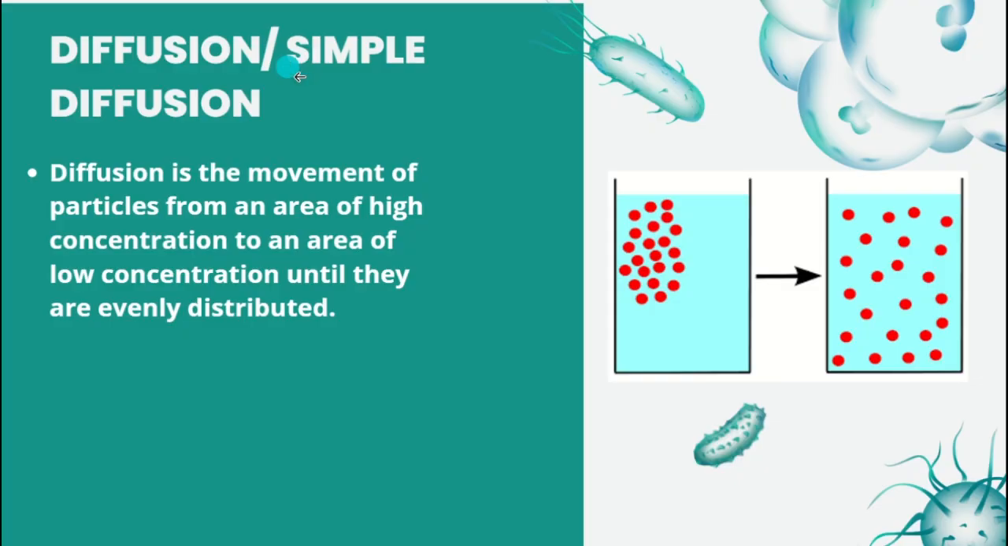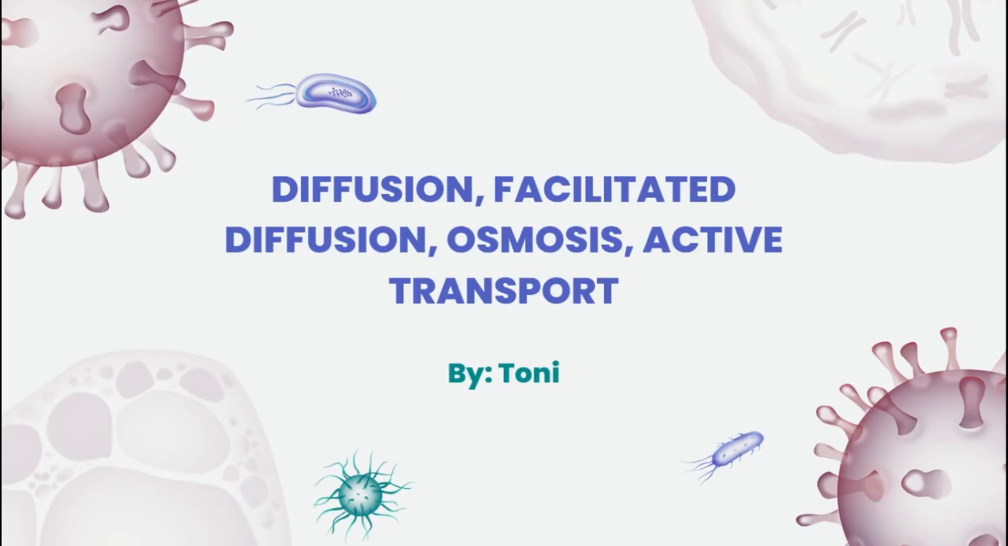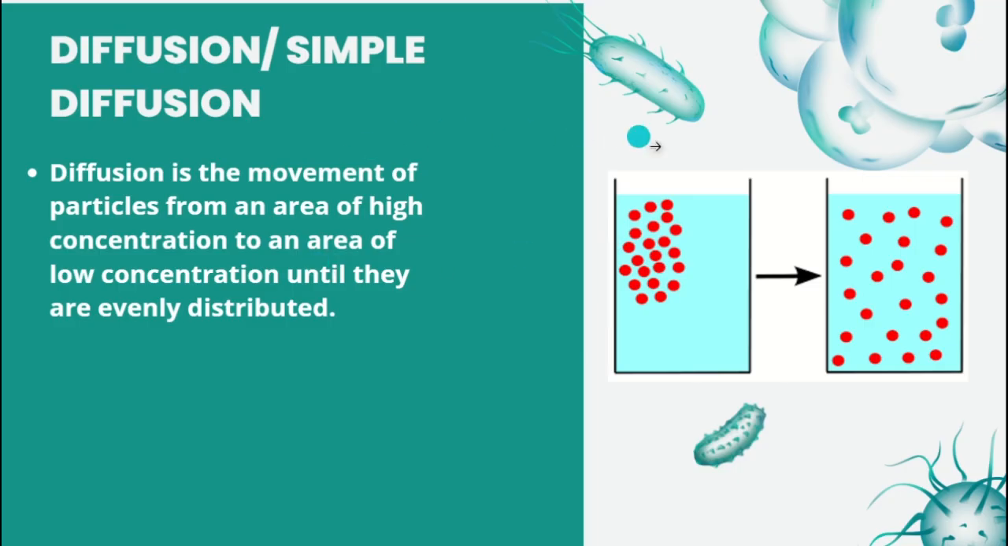Alright, so we're going to start with diffusion. We can either just call it diffusion or we can call it simple diffusion, and basically all of these are methods of transport within the cells. All of these help to get stuff across the membrane or cell membrane. So diffusion, facilitated diffusion, osmosis, active transport, all of them function to get stuff across our cell membrane, right? So we can either call it diffusion or simple diffusion. It's the same thing, basically.